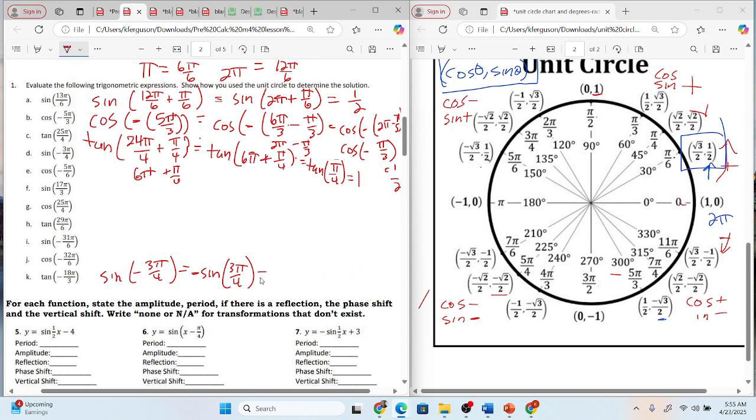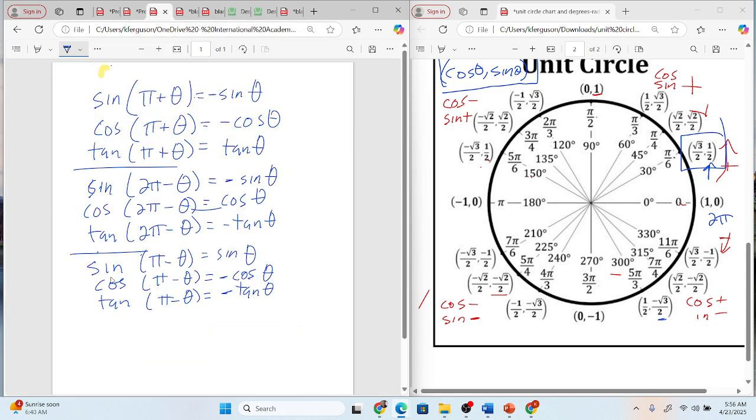So that translates to negative sine of, well, let's see. If I've got 4 pi over 4, and I subtract pi over 4, right? So that's going to be negative sine of pi minus theta, or pi minus that. So let's see what that equals.